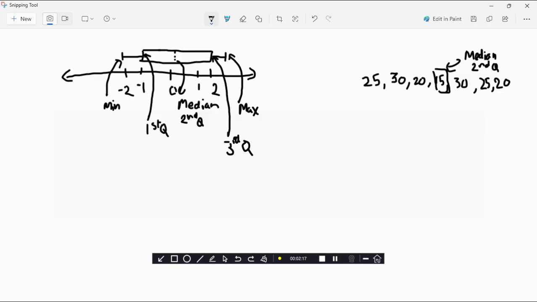We also know that our first quartile will be 30, because our first quartile deals with the lower half of this distribution of values. It's the median for the lower half of the values listed over here, and this will be 30. And the median for the upper half of these values, which is 3 values, is 25. So this is your third quartile.